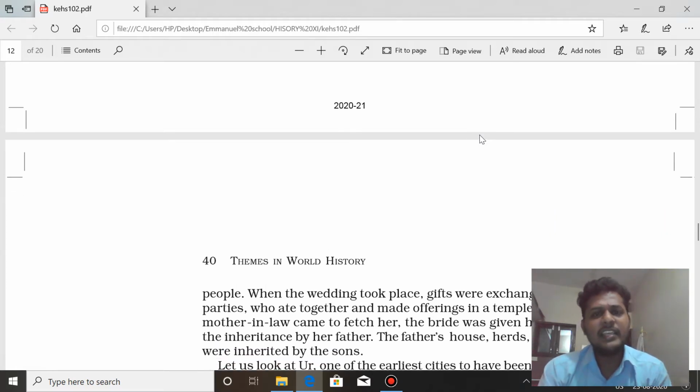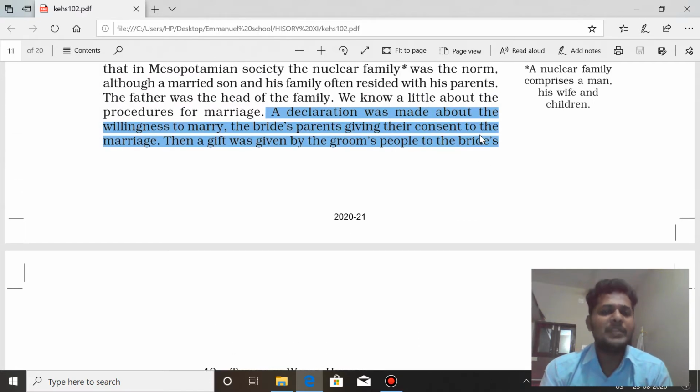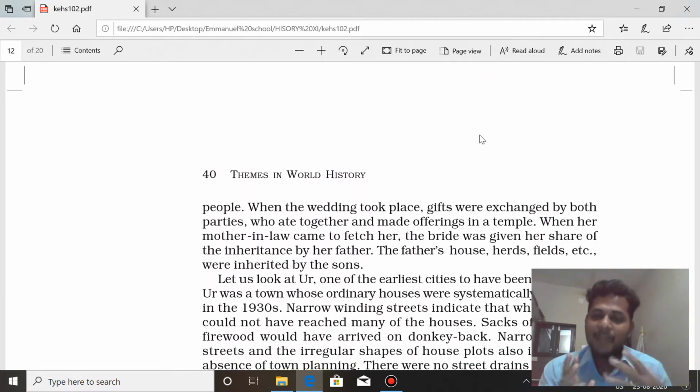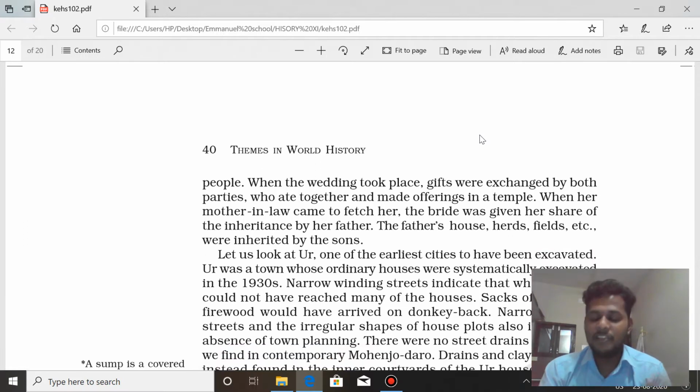See, even today in Indian society, all this happens. First, there should be willingness. They should give their consent. Then once consent is there, a gift was given by the bridegroom's family. Then when the marriage takes place, gifts are exchanged between both parties. Then they ate together and made offerings in the temple, all that. It still happens. We go to temples, churches, and mosques for the marriage to take place.